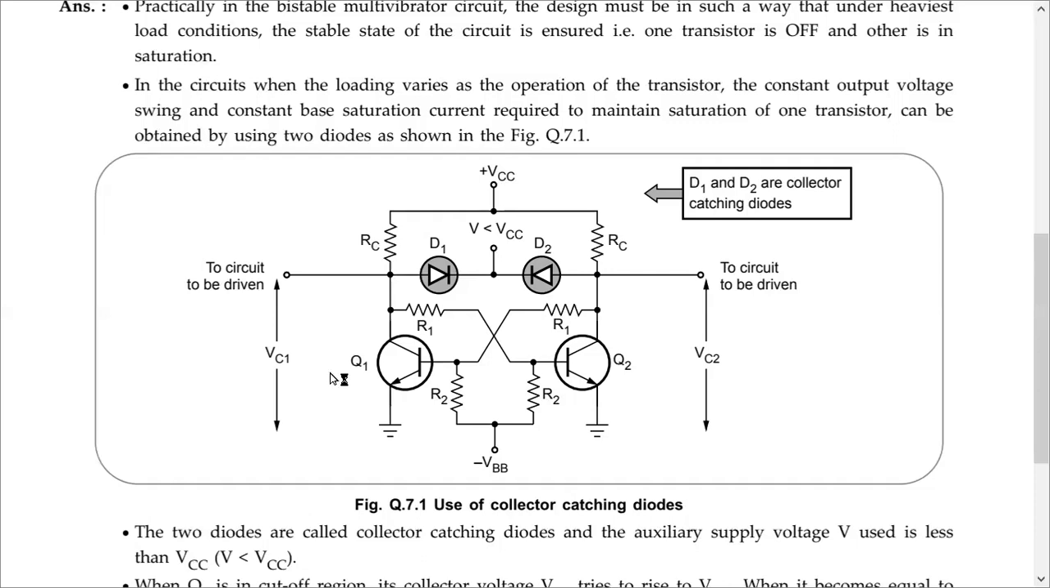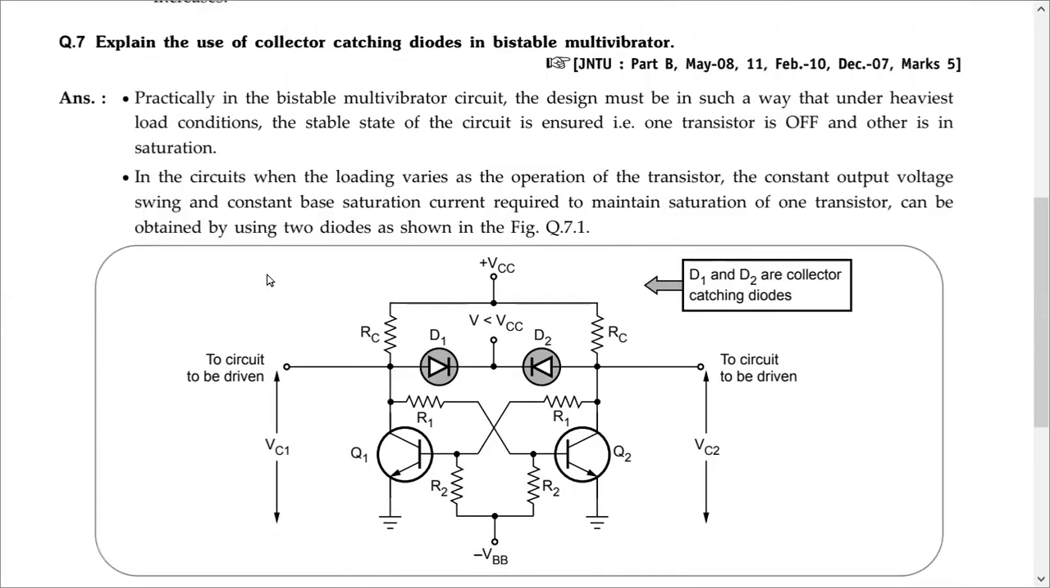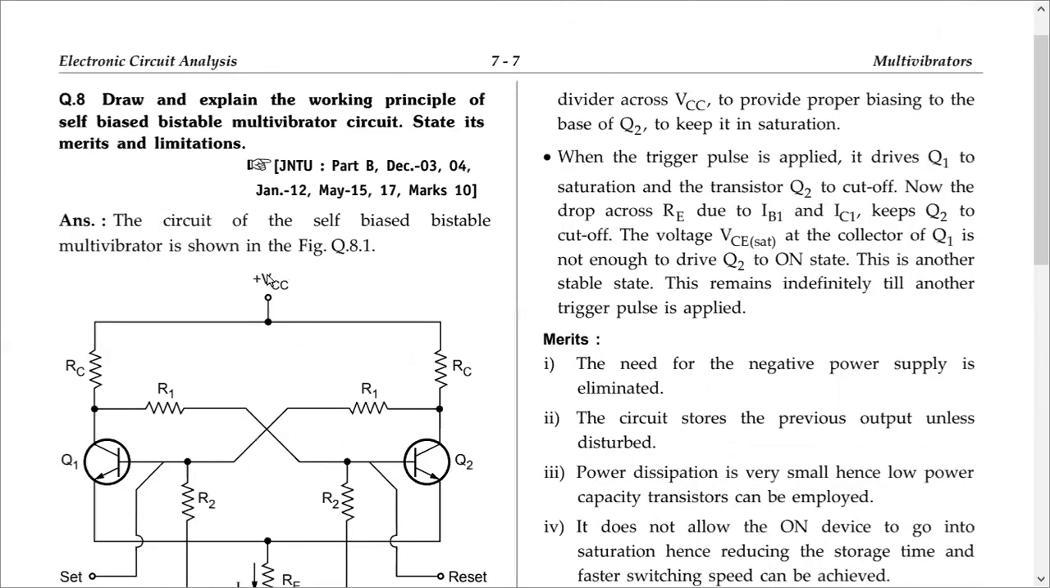So again, what is the problem with this particular model? Here we are using multiple voltage sources. Even in the previous circuit we used plus VCC and minus VBB. We are using more than one voltage source. So this is again the problem with the fixed bias bistable multivibrator. In order to avoid that, we go for the self-biased bistable multivibrator.